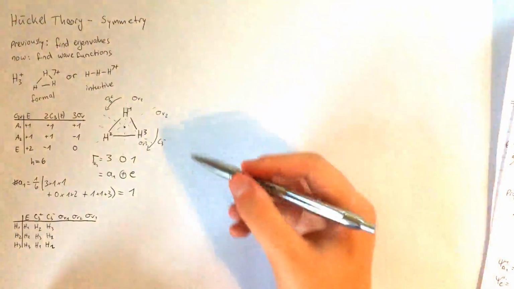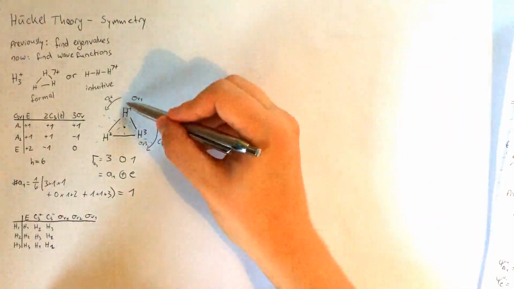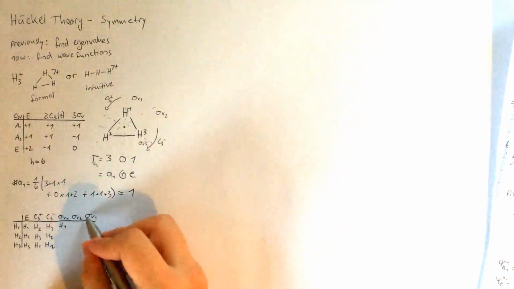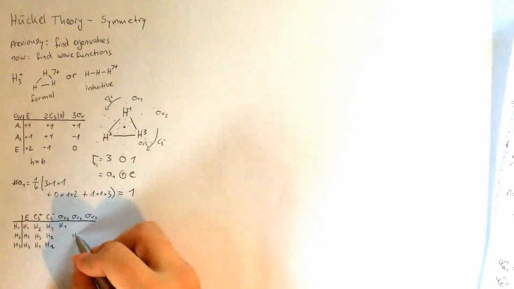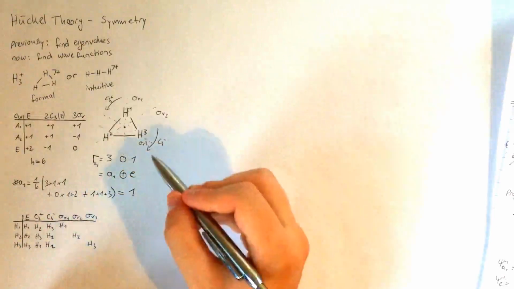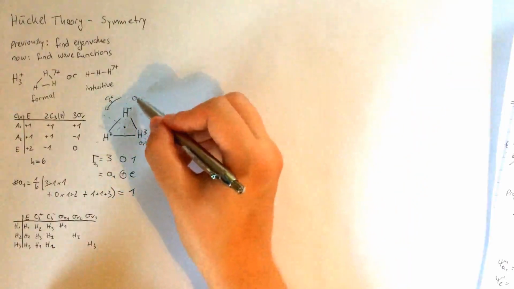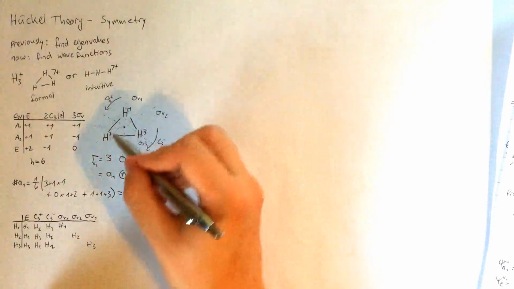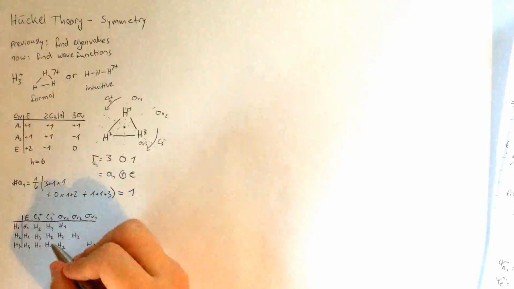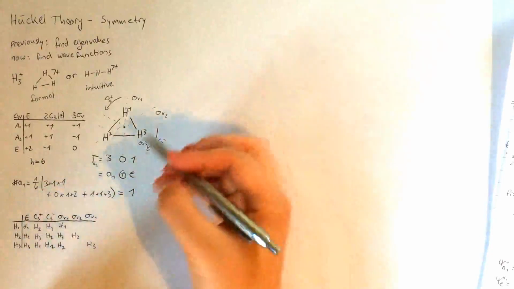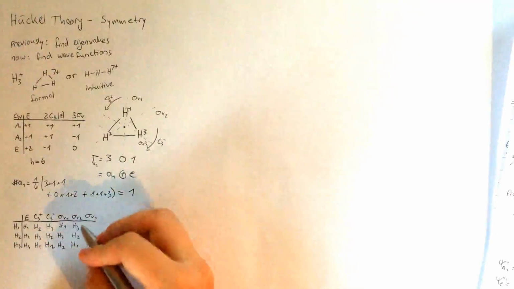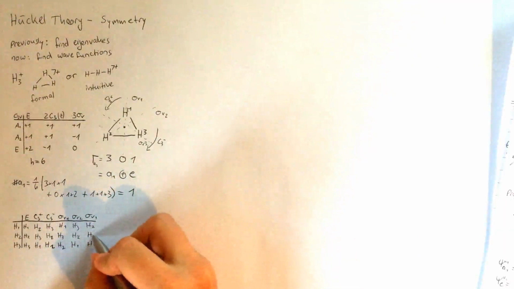If I apply sigma V1, I see that H1 stays how it is, and the same is for sigma V2 for H2, and for sigma V3 and H3. And what happens as well is when I apply sigma V1, H2 and H3 swap places, so H3, H2. If I apply sigma V2, H1 and H3 swap places, and here H2 and H1 swap places.